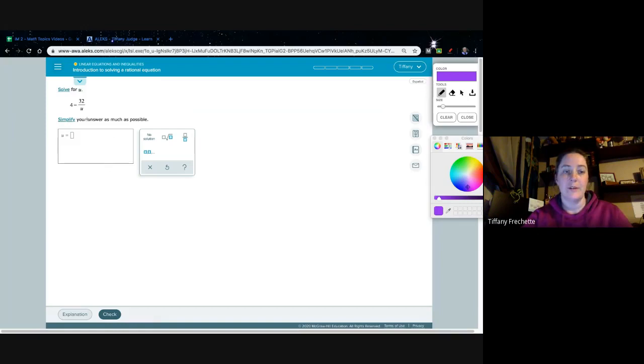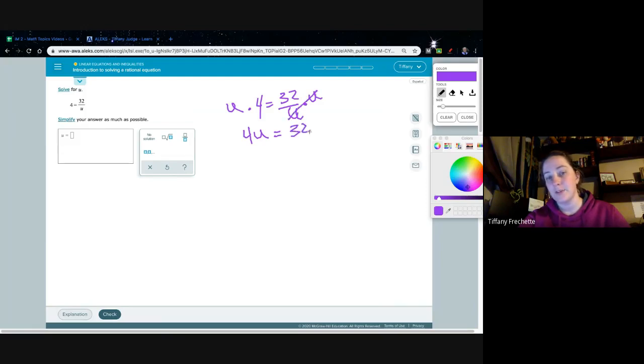With this one, we have 4 equals 32 divided by something. In this case, if you know your times tables, 32 divided by 8 would get us 4. We can make sure we get that correct by looking at it this way. Just like the last one, I don't want u on the bottom. It's being divided, so I'm going to multiply on both sides. So this ends up 4u equals, and in this case, this is times, this is division. I get to cross those out, and I just bring down 32.